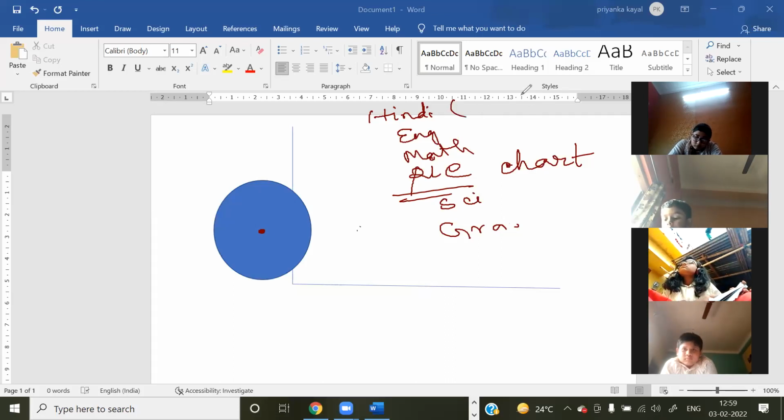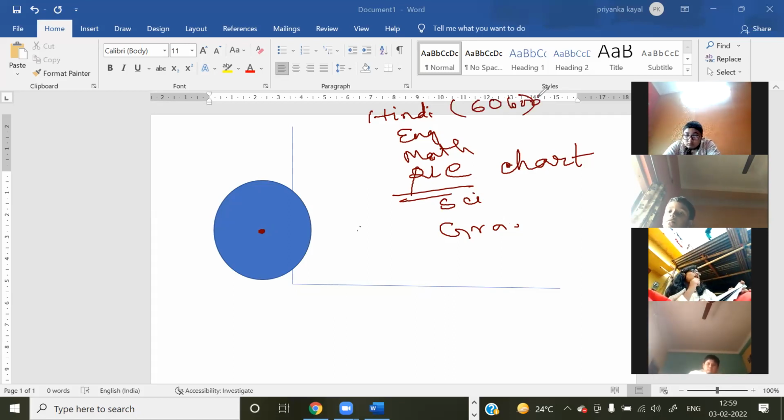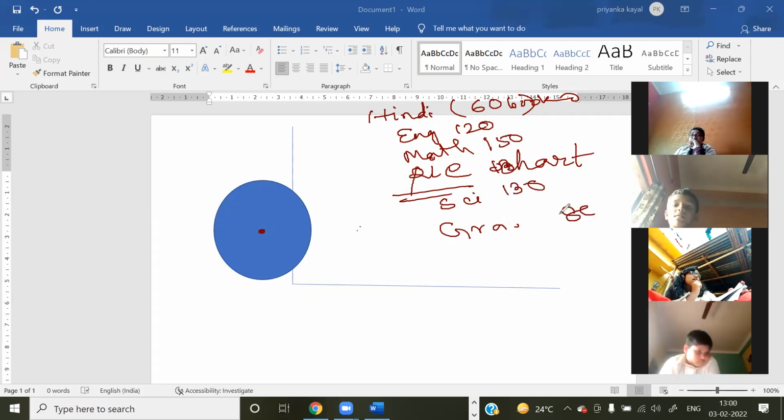And with the help of the number of books: 60 books, this is 120, this is 150, 130, and 80, right? So you can check which one is more in number. Ma'am, maths. 150 is the greatest, the maths books.